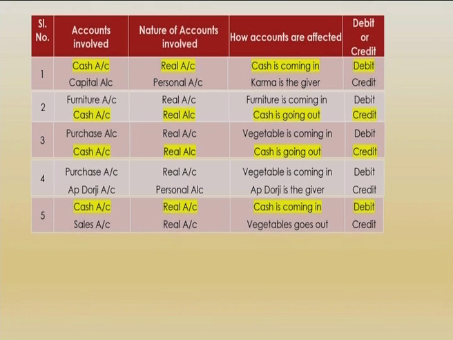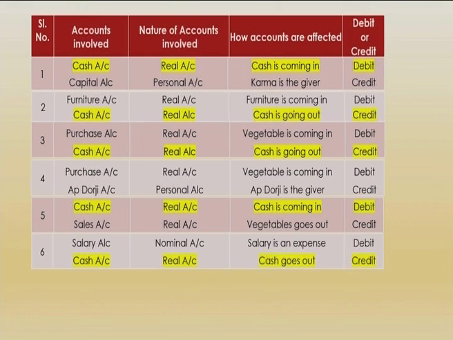Fifth transaction, he sells his vegetables now. When he sells the vegetables, cash comes in and the vegetable has to go out. Therefore, following the rule of real account, which says debit what comes in, credit what goes out, we have debited cash and credited the sales account.